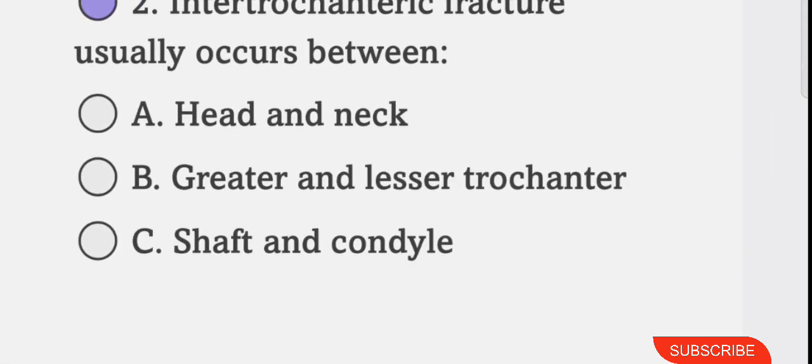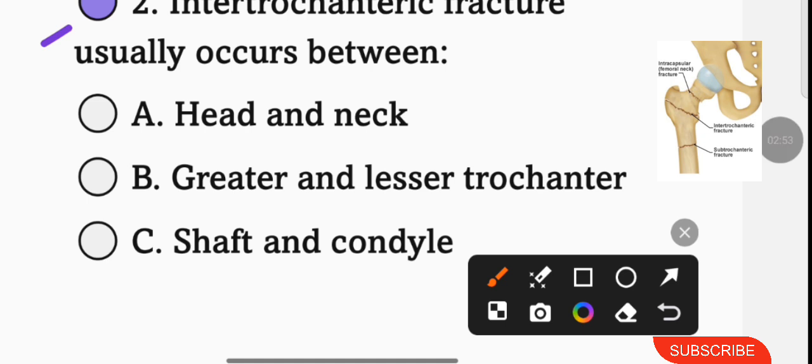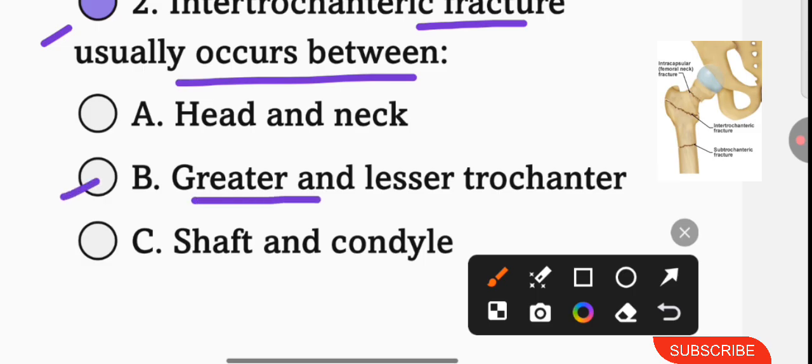Now come to the second question. Intertrochanteric fracture usually occurs between. This question is asking a basic anatomy question. Intertrochanteric fracture is an extracapsular fracture and the fracture line passes between the greater and lesser trochanter. So option B is correct, greater and lesser trochanter, because it is an extracapsular pattern and blood supply is usually preserved, so healing is better compared to neck of femur fracture.